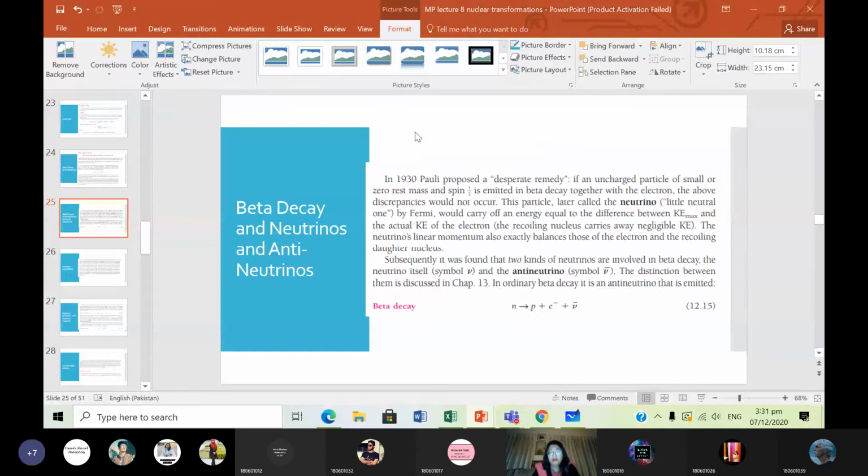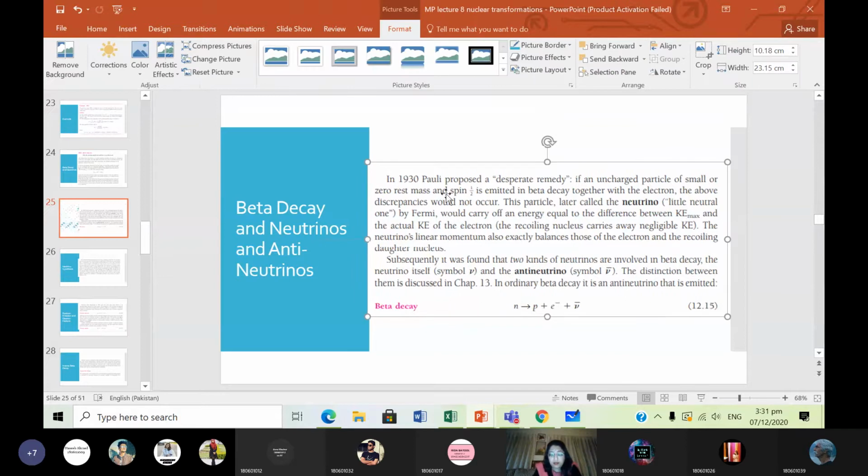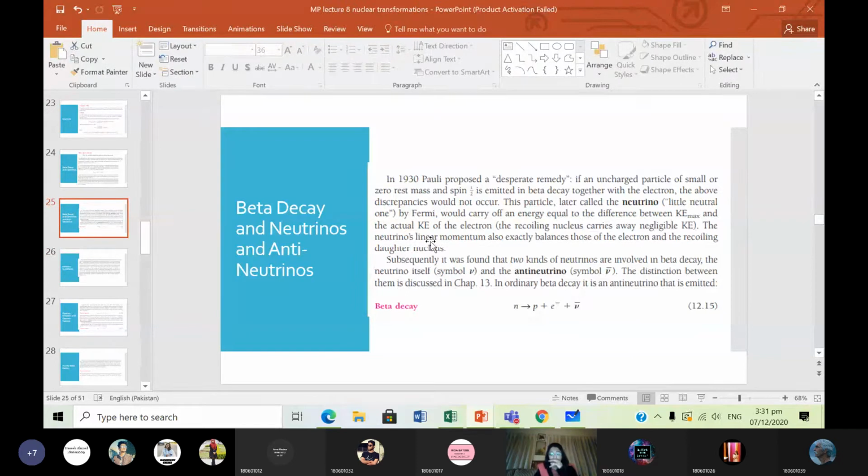And up till now, research has not been able to tell us what the exact masses of the neutrinos are. But that is research that is still going on. And the spin of the neutrino is 1/2. So they are also emitted in beta decay together with the electron. And so when we introduce the neutrino and the antineutrino, we are able to get rid of the discrepancies which we got in our previous beta decay formula.